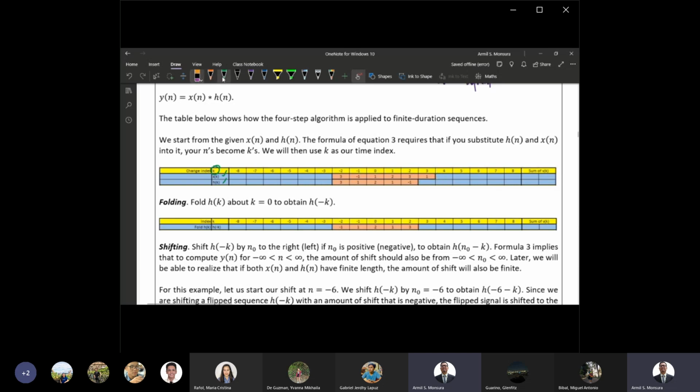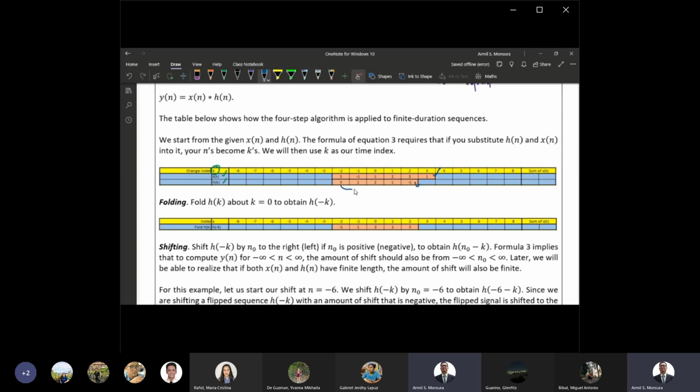Okay, so we input it, so this would be your x, and this would be your h. Now the first step is to fold. Okay, so let's fold hn.